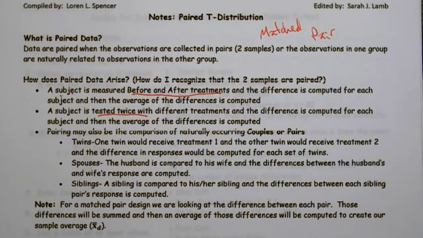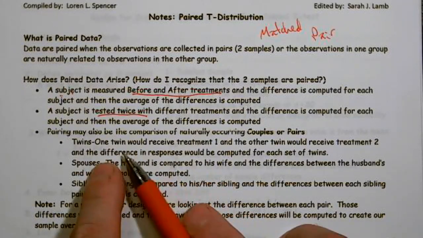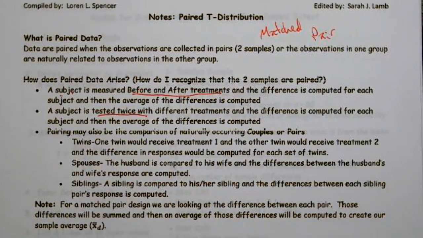Now, sometimes the pairing is slightly odd. The medical profession really likes twins. They'll give one twin one medication, the other twin the other medication, and compare the differences. The reason they like doing it with twins is because they're biologically and genetically so similar that it controls for a lot of variation. Again, a paired experiment is trying to control for variation.